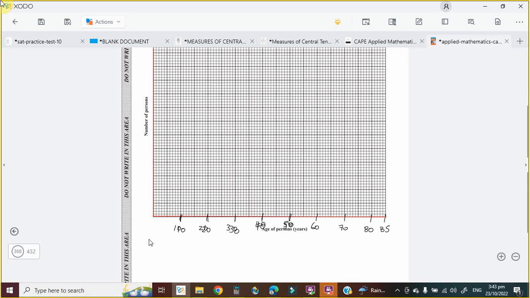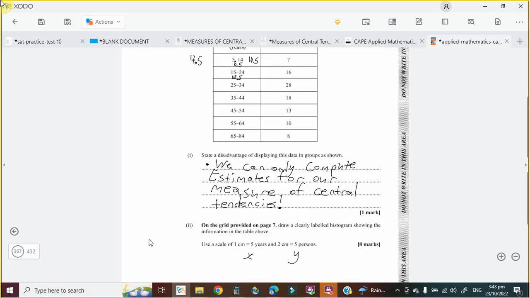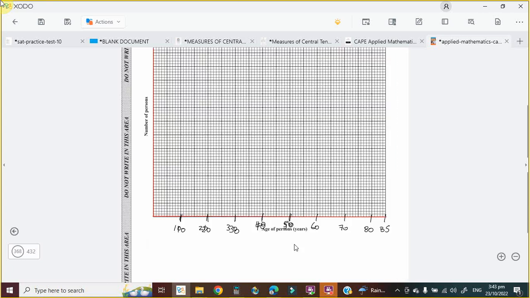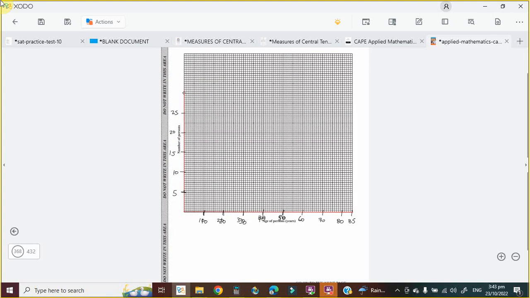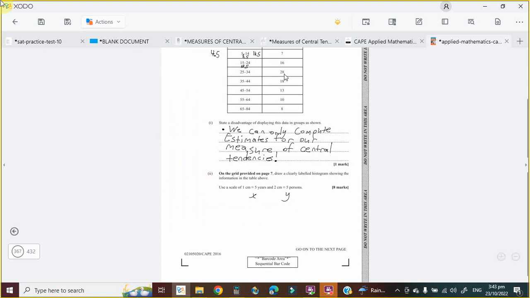All right. And then, of course, they tell us that on the y-axis, 2 centimeters represent 5 persons. So 5, 10, 15, 20, 25, 30. I don't think we need to pass 30. Nope, don't need to pass 30. The max is 28. So gentlemen, remember your histogram is a continuous bar graph.